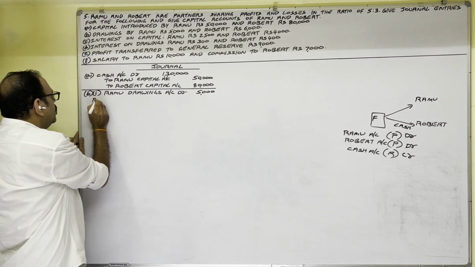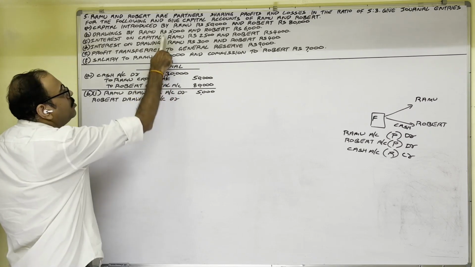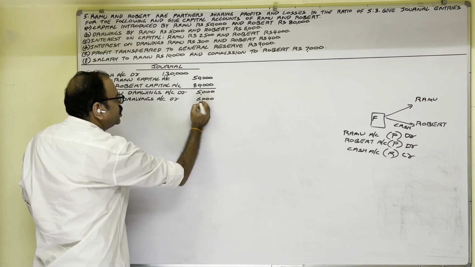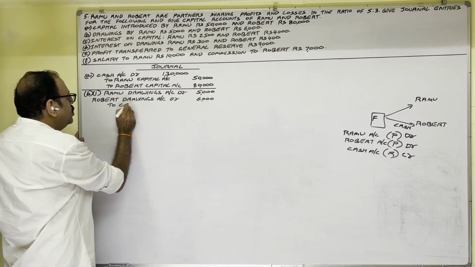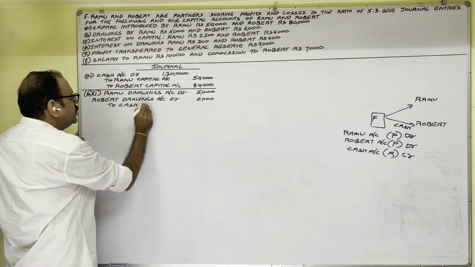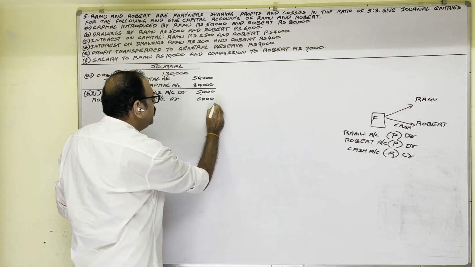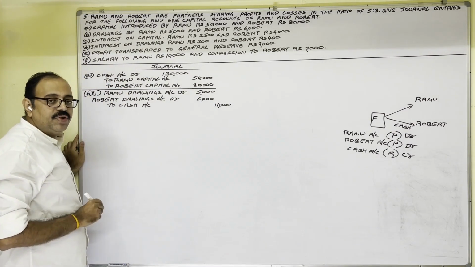Next, Robert drawings account data. Robert withdrew 6000 rupees. In the debit column, 6000. To, from the firm cash is going, no? So the cash account we should credit. In the credit column, total 11,000 rupees. This is the first entry. Now come to the second entry.